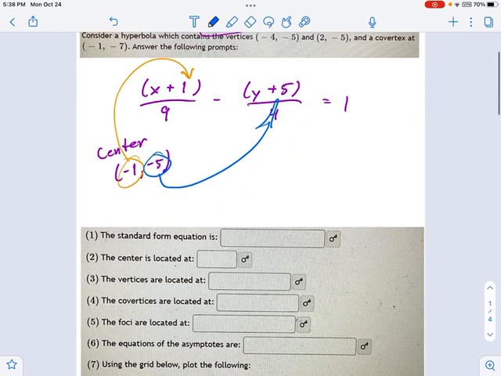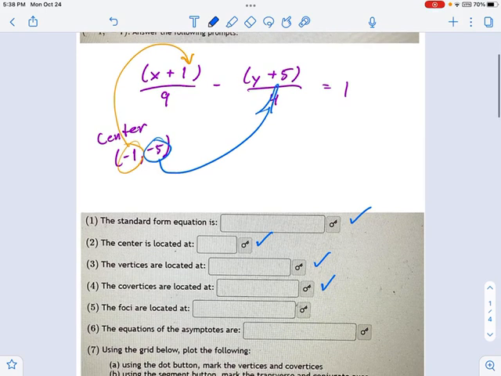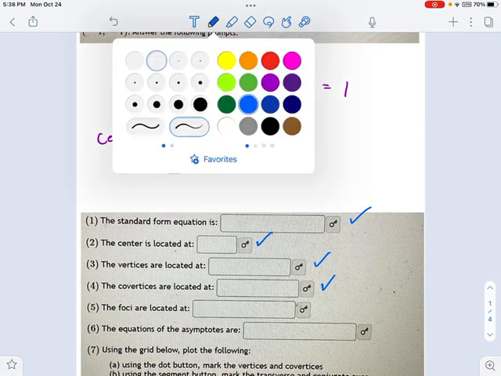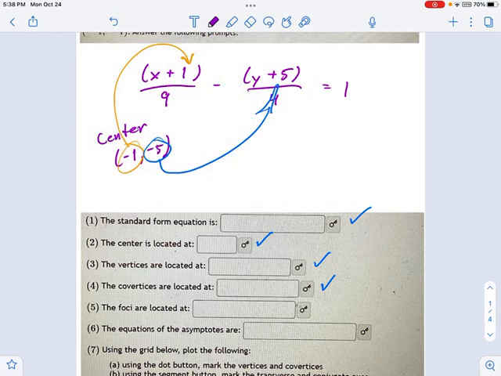We talked about the center. We talked about these guys. We made the vertices and co-vertices kind of graphically. We need to know where the foci are located. And if you remember the equation for the foci, that's going to look like this: c squared equals a squared plus b squared. Remember, for a hyperbola, that looks like the Pythagorean theorem.